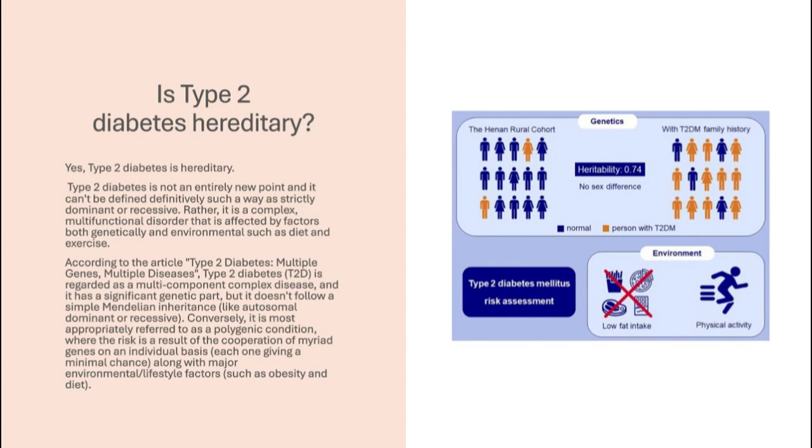For this slide, I'm explaining whether type 2 diabetes is hereditary. The short answer is yes. Type 2 diabetes does have a genetic component. However, it's not something that passes down in a simple way, like dominant or recessive traits. Instead, it's considered a complex polygenic condition, which means that many different genes each add a small amount to a person's risk.